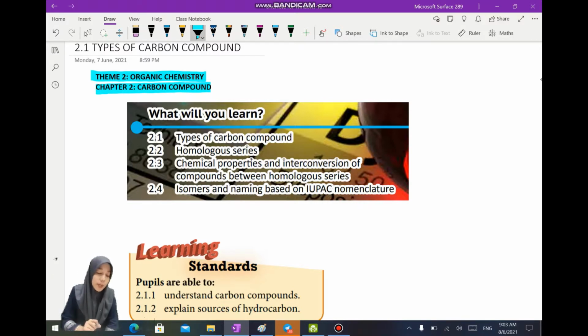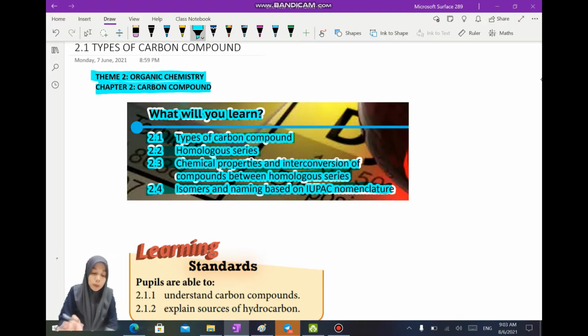Okay, today we continue with Theme 2 Organic Compound, Chapter 2 Carbon Compound. So what will you learn in this chapter? In this chapter, we have 4 subtopics: 2.1 Type of Carbon Compound, 2.2 Homologous Series, 2.3 Chemical properties and interconversion of compound between homologous series, and 2.4 Isomer and naming based on IUPAC nomenclature.